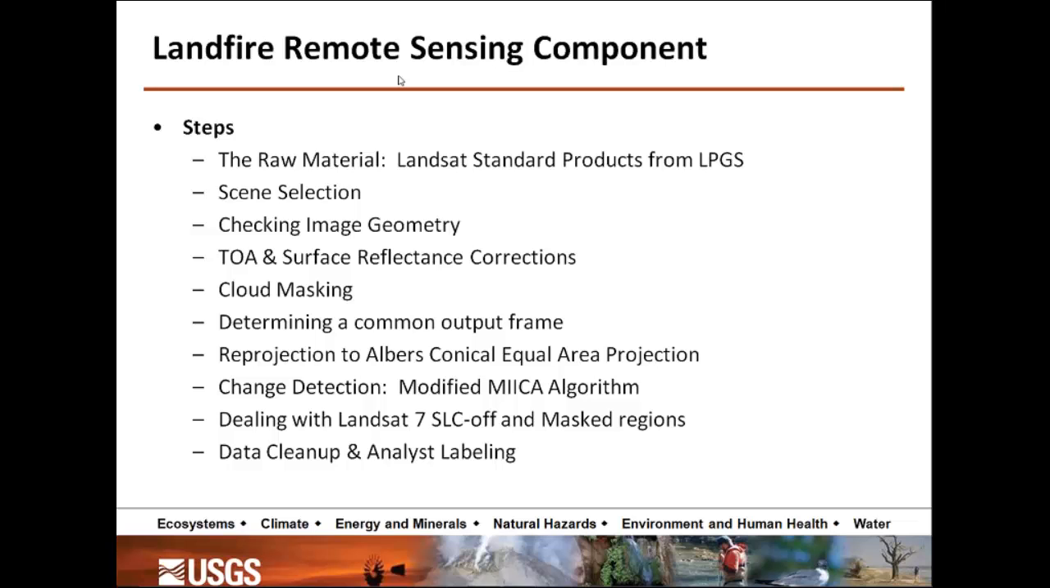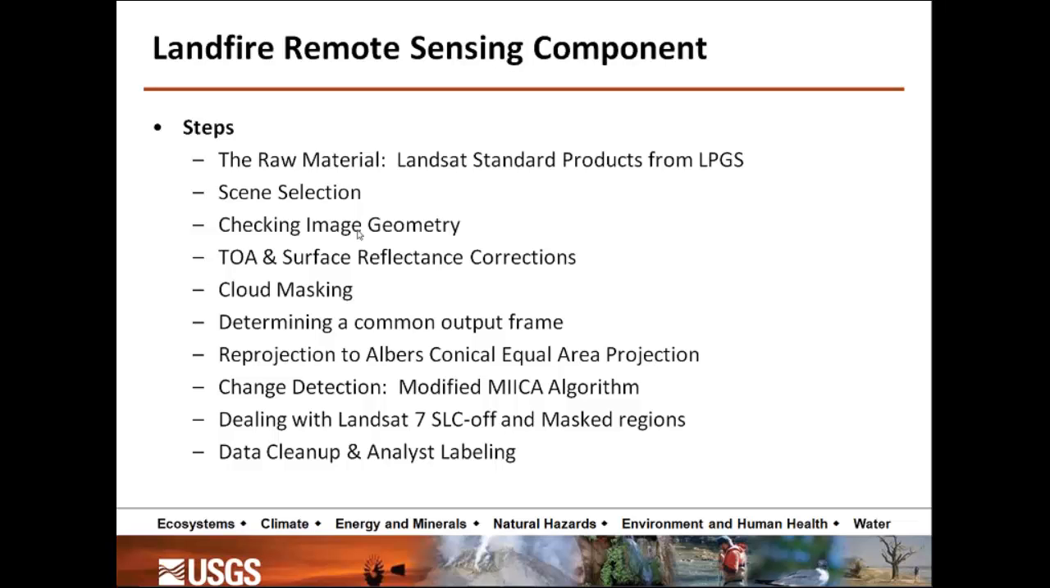Basically, what we're doing is we're starting from scratch on this change detection piece, and our raw material is the standard Landsat 5 and 7 products that we get off of the AROS Landsat processing system. Our project goes through a scene selection process. We check the image geometry.